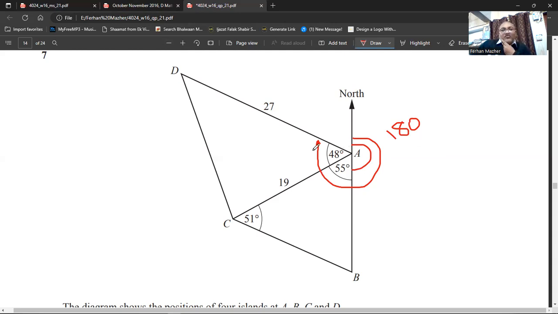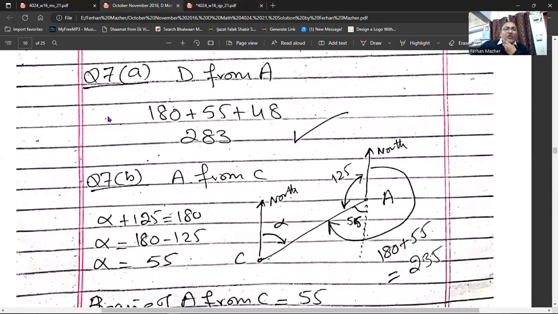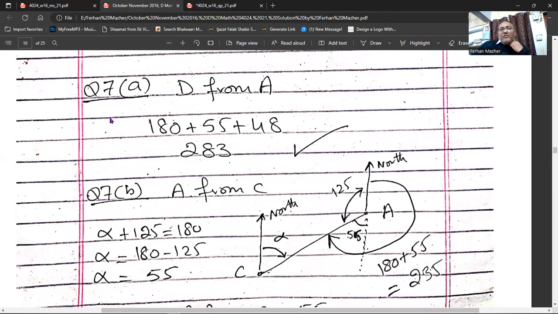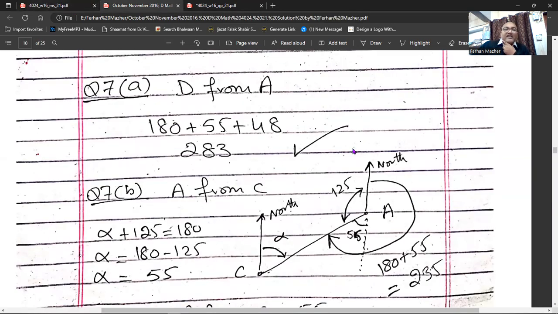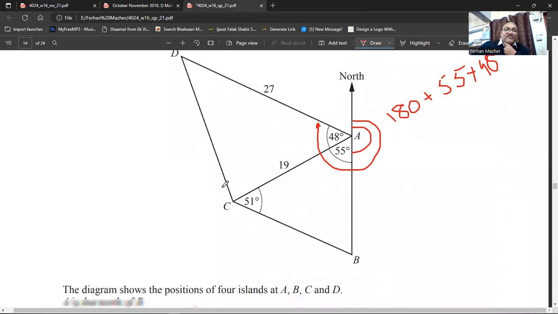So I can find out, very simple. In 180, add 55 and then add 48, and that will be the bearing of D from A. So here we go. The bearing of D from A will be equal to 180 plus 55 plus 48. That will be 283. 283 is the right answer. That's the solution. That is how it is done.